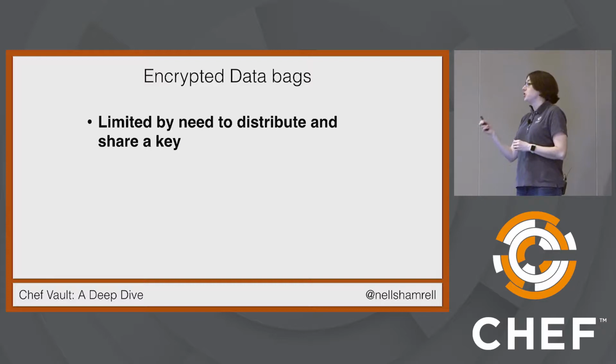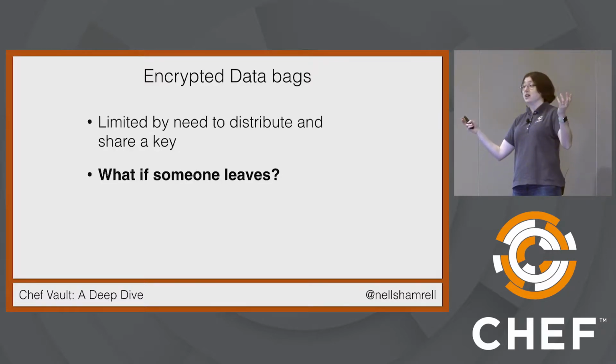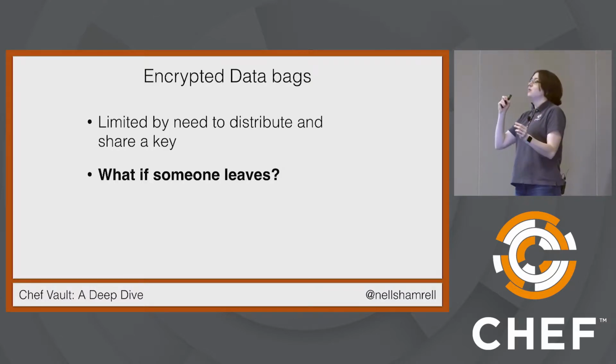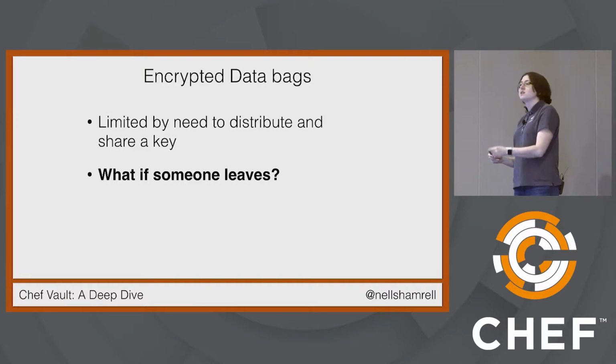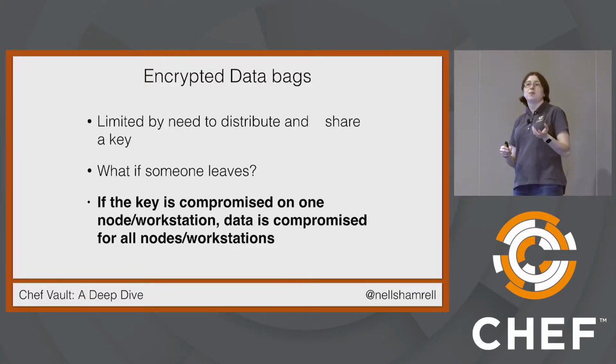You have to control the sharing and distributing of that key manually. And this introduces security risks. What if someone suddenly leaves your org, particularly involuntarily? We will then need to generate a new key, re-encrypt that data bag with the new key, and then redistribute that new key to every workstation and every node that needs access to that information. So this is a highly manual and very error-prone process. Additionally, if that key is compromised somehow just on one person's workstation or on one node, everything that accesses that data will potentially be compromised.